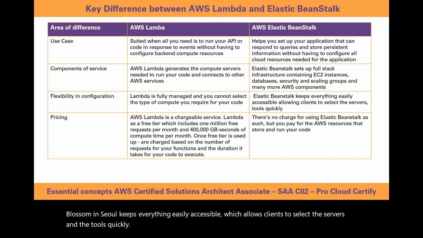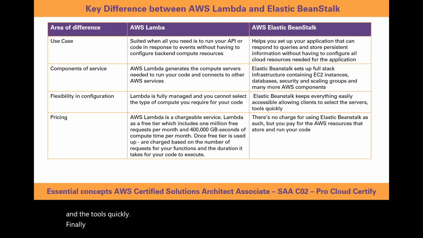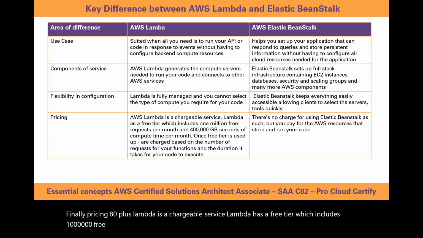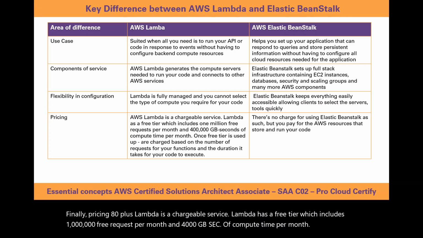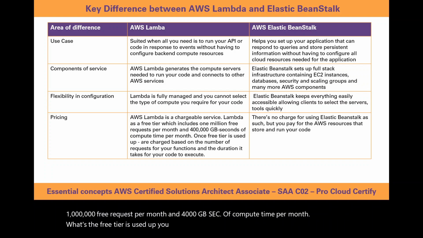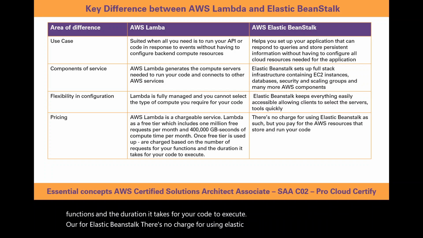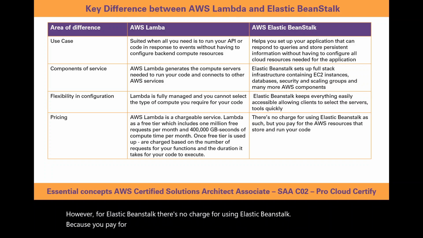Finally, pricing. AWS Lambda is a chargeable service. Lambda has a free tier which includes 1 million free requests per month and 400,000 GB seconds of compute time per month. Once the free tier is used up, you are charged based on the number of requests for your functions and the duration it takes for your code to execute. However, for Elastic Beanstalk, there's no charge for using Elastic Beanstalk because you pay for the AWS resources that you store and run your code.